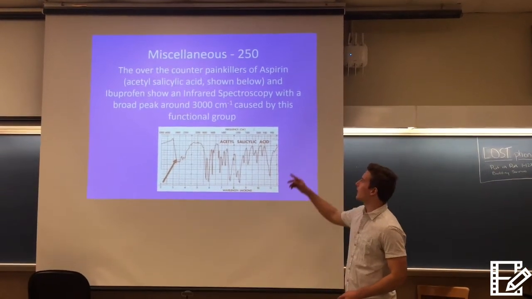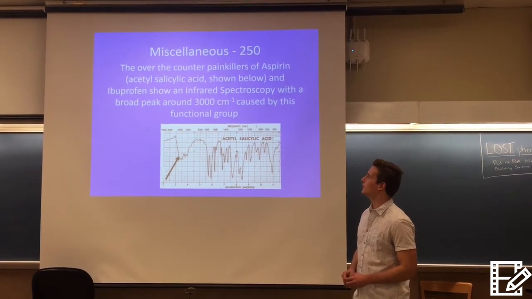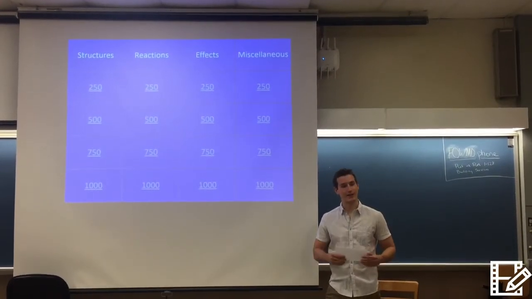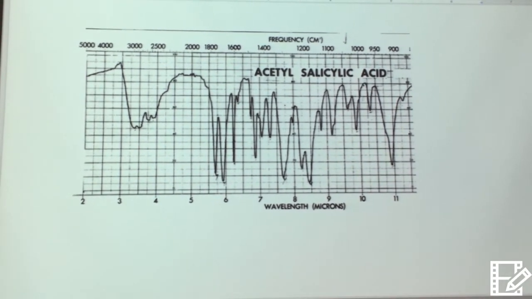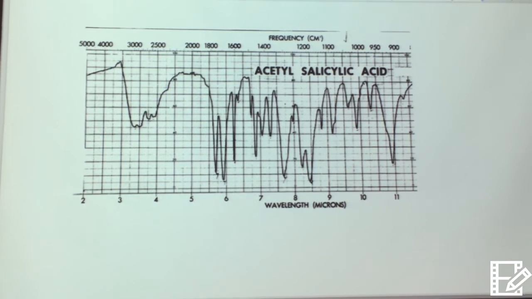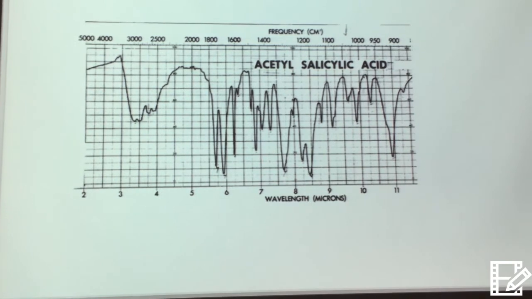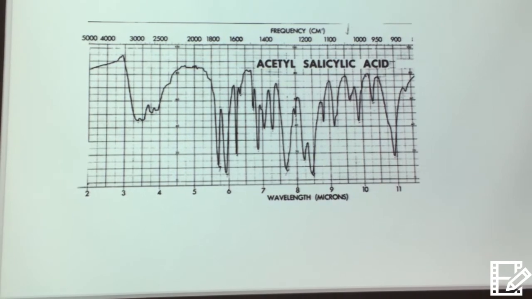Miscellaneous for $250. The over-the-counter painkillers aspirin and ibuprofen showed an IR with a broad peak around 3,000 caused by this functional group. What is carboxylic acid? That's correct. So as you can see, right around 3,000 is the broad peak, which is represented by the alcohol that is present in the carboxylic acid group. Then right around 1,700, there's a large spike, and this represents the carbonyls that are present within the molecule. Finally, within the fingerprint region is where you'd identify the benzene ring peaks. All right, Alex, let's go with miscellaneous for 500.